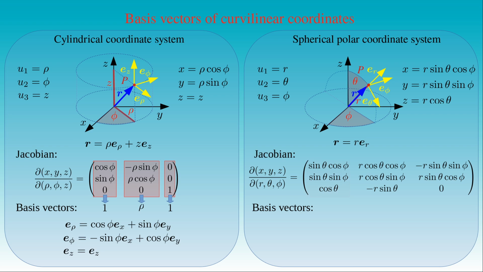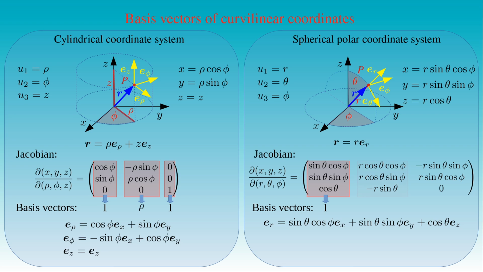The first column of the matrix gives the basis vector er. Since the length of the first column is equal to 1, the components of the column vector are equal to those of the basis vector er. The x component of the basis vector is sin theta times cosine phi. Its y component is sin theta times sin phi. And its z component is cosine theta.